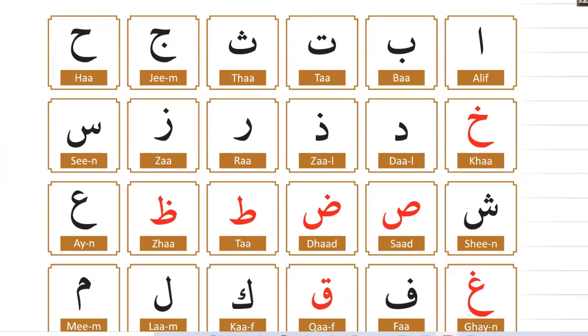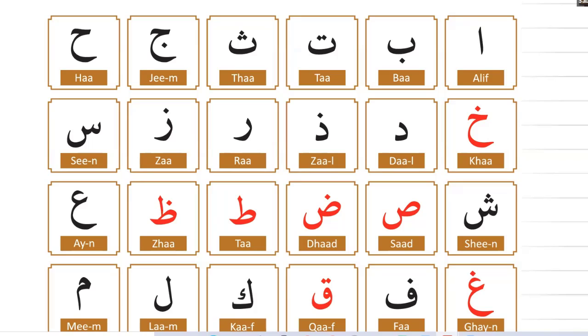When you pronounce the letter tha, there shouldn't be any s sound, right? This is a soft letter. We cannot pronounce it with a sharp whistling sound.